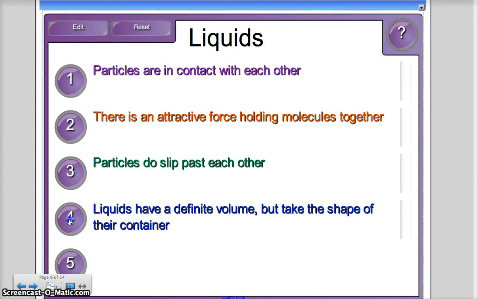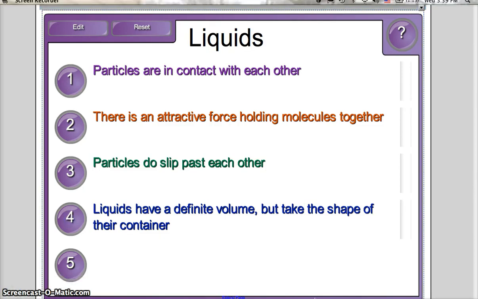Liquids do have a definite volume, but are going to take the shape of their container. So we've seen this with liquids we've used in class. You pour them from a 100 milliliter beaker into a 10 milliliter graduated cylinder, and you're going to see that it looks like it's taking up more space, but in actuality, because one container is thinner than the other, they're taking up the same volume.